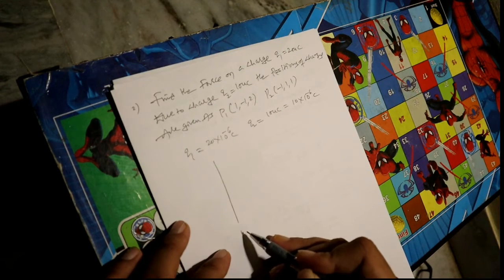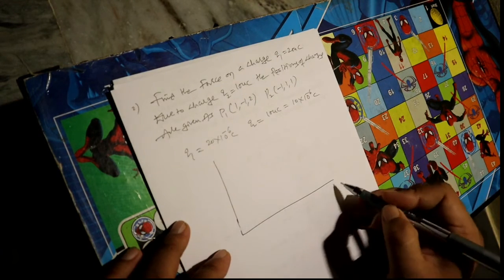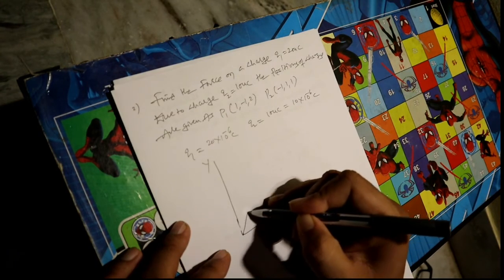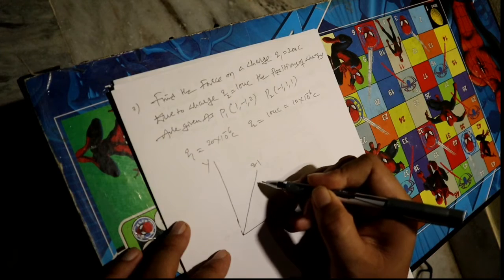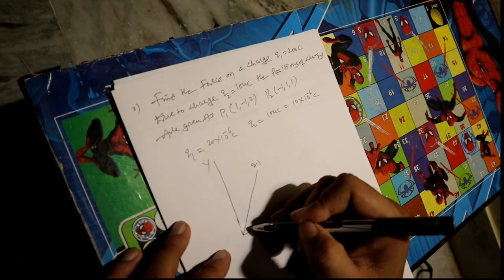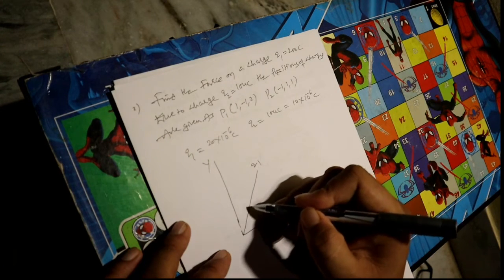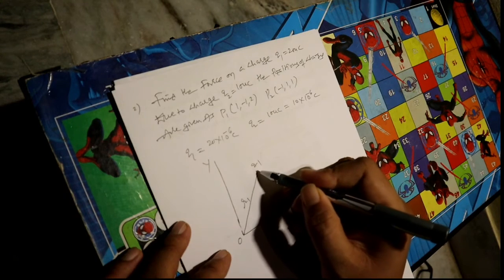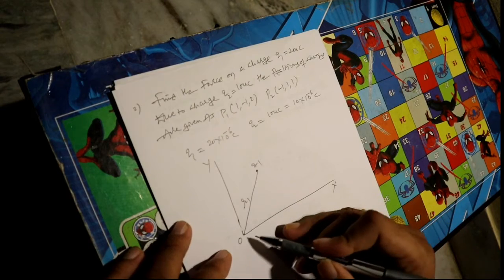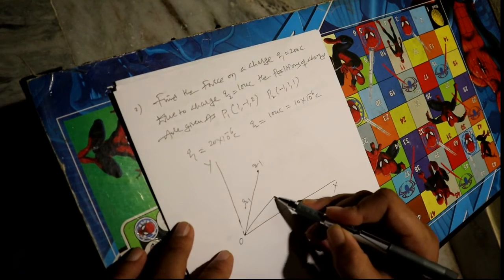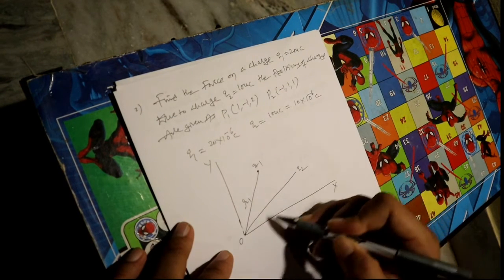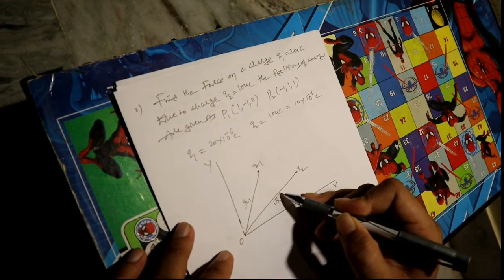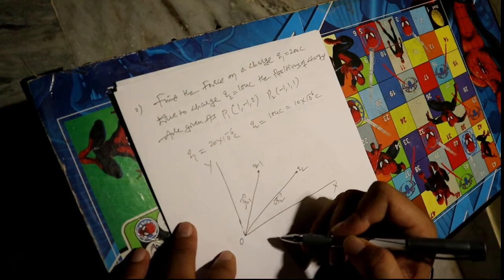The positions of the charges in the x, y plane. This is the first charge. The position of the charge Q1 with respect to the origin is R1 here. Next, the position of the charge Q2 with respect to the origin here. This is R2 bar, position vector. This is R1 bar.